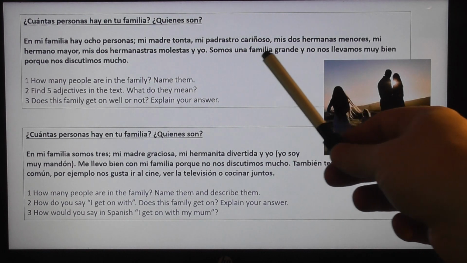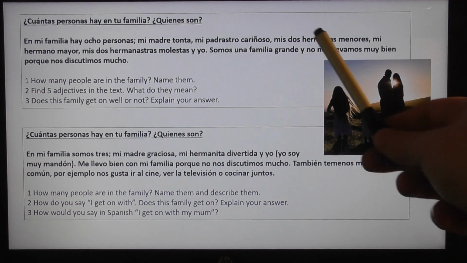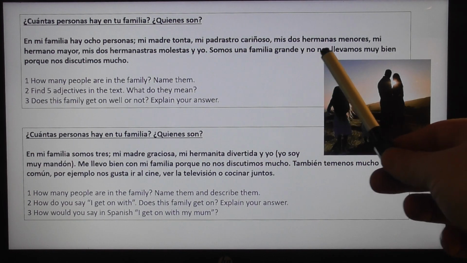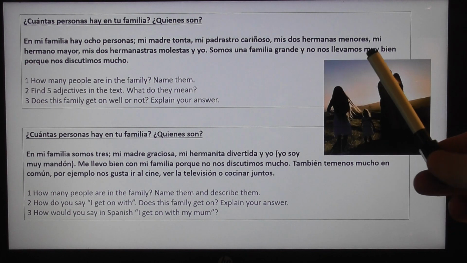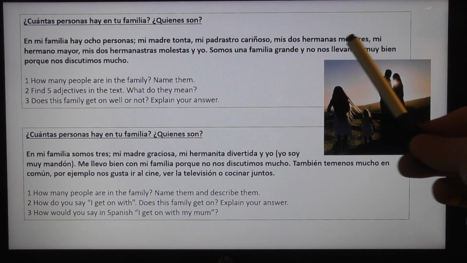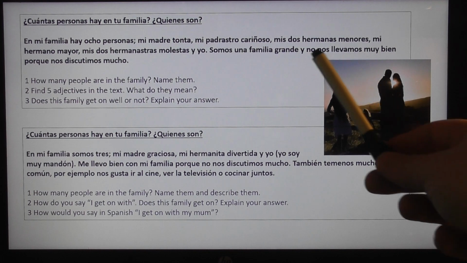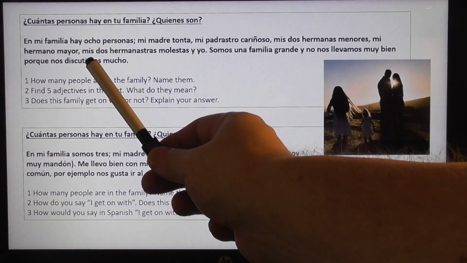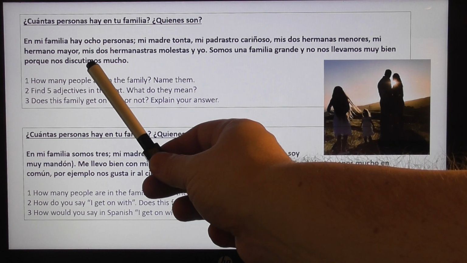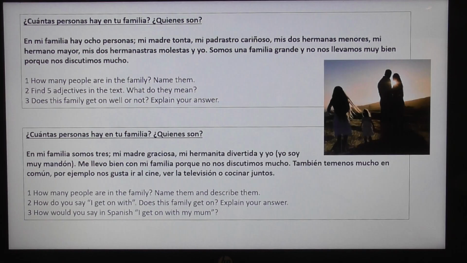So we've got here, we are a big family. And then you've got the negative word no. So that should give you a clue that they don't get on well. We don't get on very well. Look at the ending of your verb, amos. That's the we form, isn't it? We don't get on very well because we, imos, the we form of IR verbs, we argue a lot.